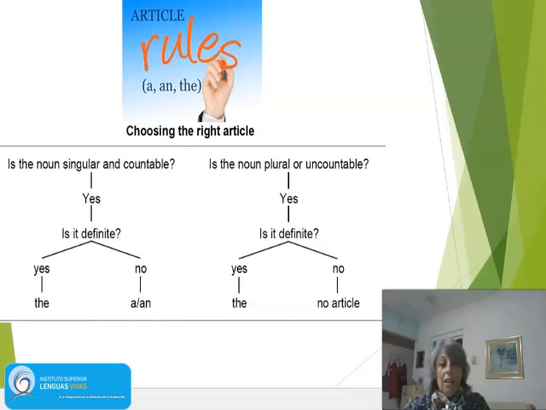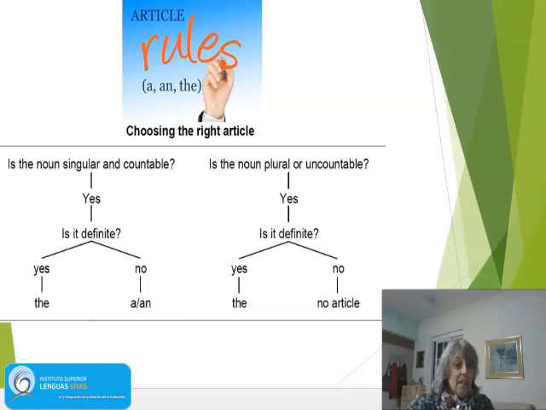If it is not definite, you use a or an. For example, can you lend me a book? Any book, not just the book. I want a book. The book is not specified, is not defined, so it can be any.